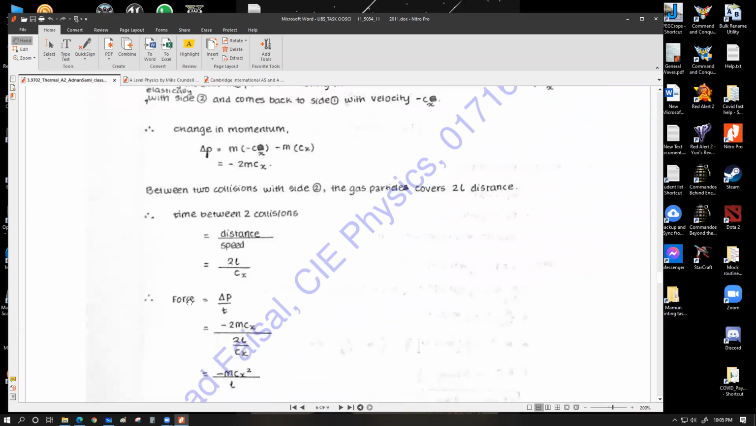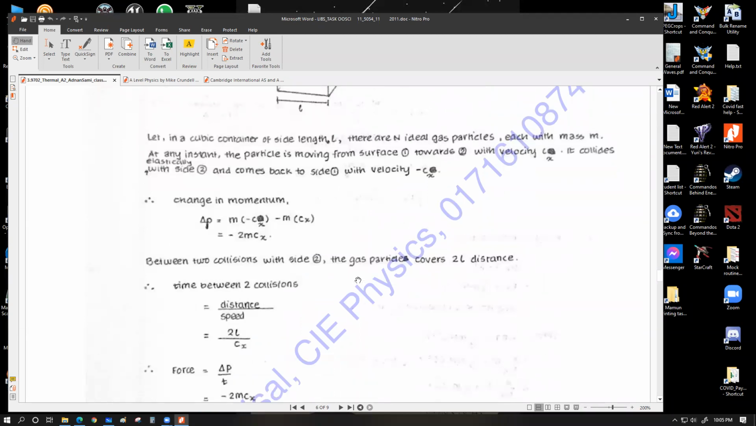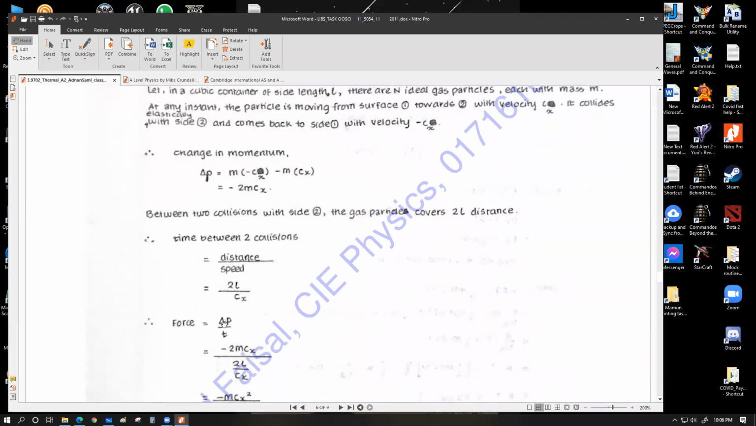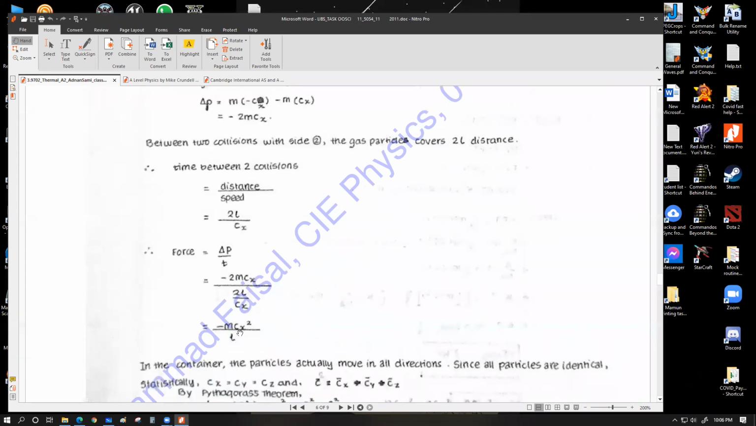Now, the collision that this particle makes with wall 2 will exert some force. Force can be measured in terms of change of momentum divided by time, so delta p divided by time. We just calculated that delta p is minus 2mcx, divided by time. Time is this expression, 2l by cx. So 2 and 2 cross out. We get minus mcx square divided by L.